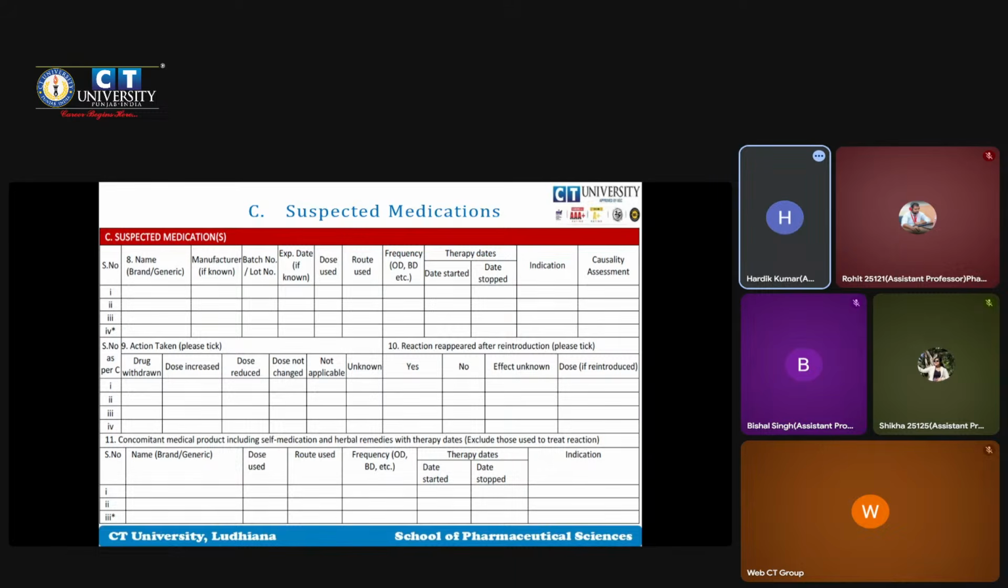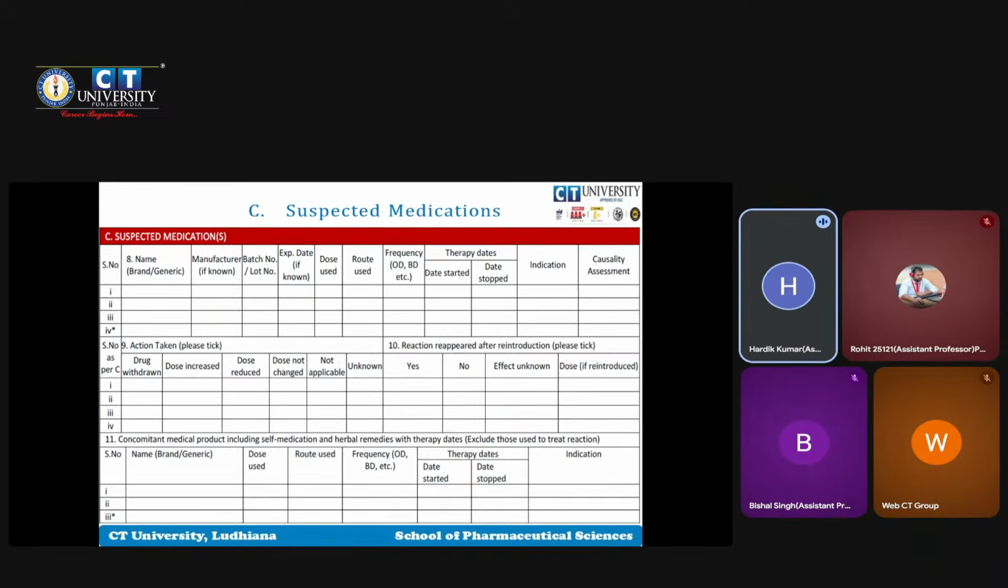or unknown. In the 10th point, there is reaction reappeared after reintroduction. If the reintroduction of the drug occurs, then only we have to write. In the next step, there is concomitant medical products information. If there is a change in any therapy, we have to write the change in the dose of a therapy or a change in the frequency of a therapy. Next slide, please.